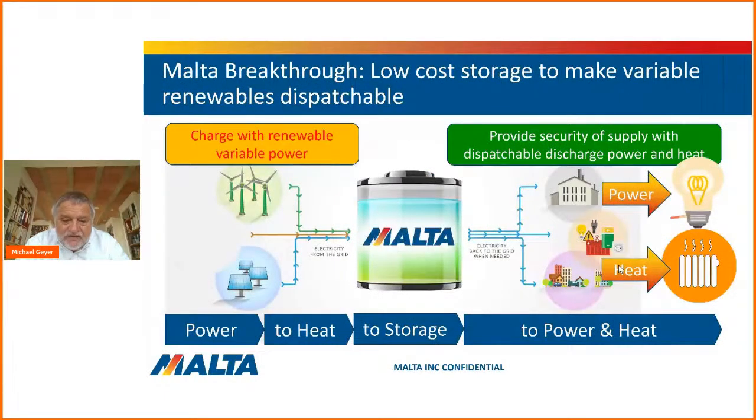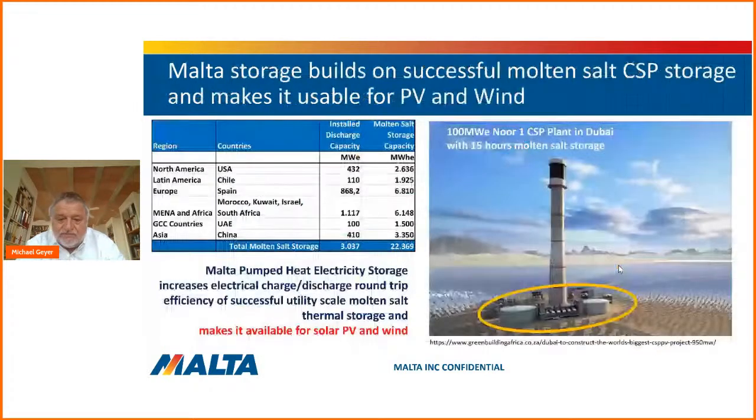Now, what is the target of this system? The target of the system is that we have a thermal battery. It's also called a Carnot battery, where we put electricity in, power to heat. We store it as heat, and then we get power out and heat out. And so we can make CO2-free power and CO2-free heat.